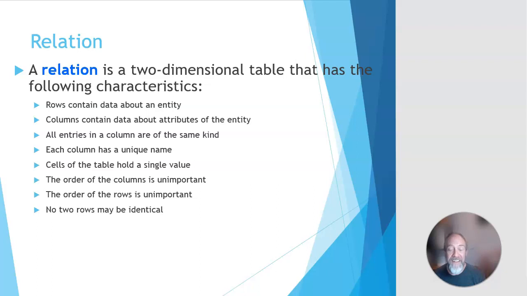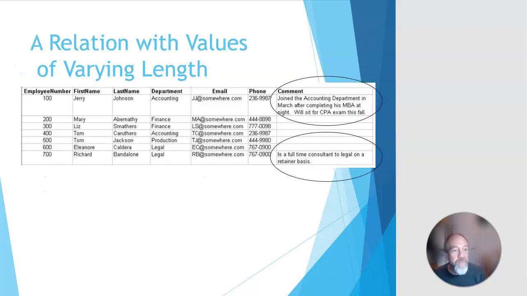Seems like a lot. In reality, it should all make sense. It should make sense that columns have to have unique names. It should make sense that the rows are unique. It should make sense that you really don't care about column order and row order. It's just pieces of data. Those things should make sense.